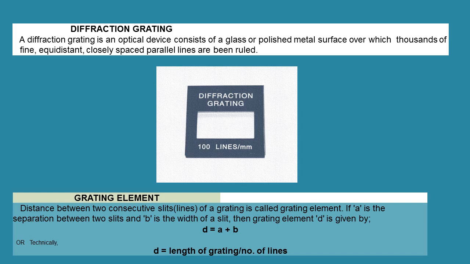Grating element. The distance between two consecutive slits or lines of a grating is called the grating element. If A is the separation between two slits and B is the width of a slit, then the grating element is denoted by small d, which is equal to A plus B. Technically, you can find the grating element by dividing the length of the grating by the number of lines.